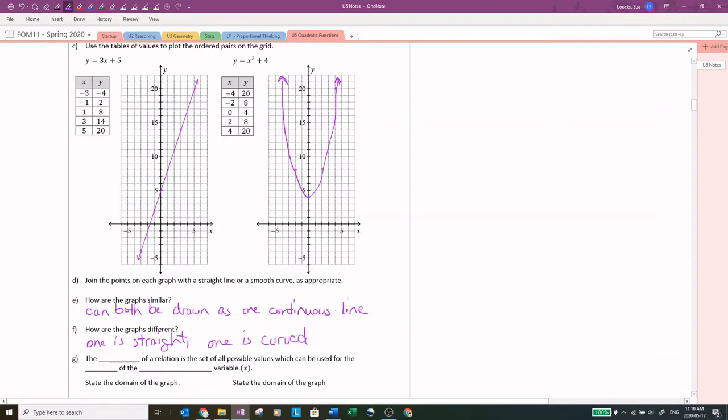All right. Some other vocabulary that you should hopefully be familiar with at least is the domain of a relationship. The domain is the set of all possible values which can be used for the input of the independent variable. And the independent variable is x. So domain, that's a D. Domain is possible x values.